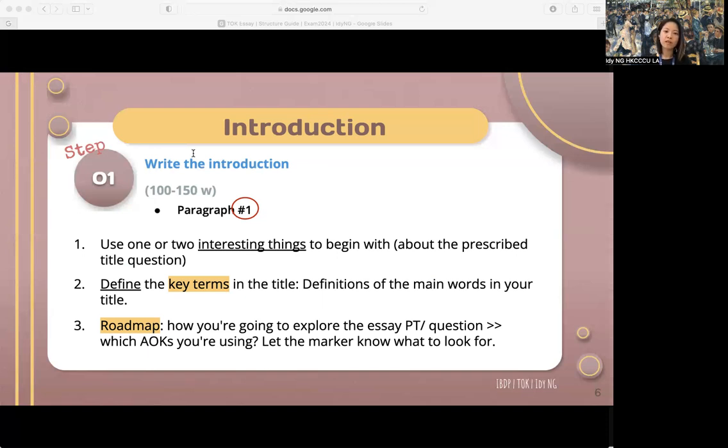Third, give the marker a roadmap. You need to clarify for the marker how you're going to explore the prescribed title, like which AOK you're using. For example, this will make it easy for the marker to know what they are looking for.